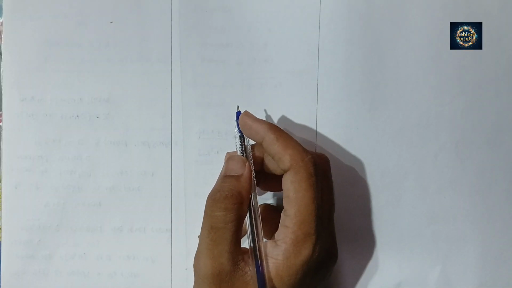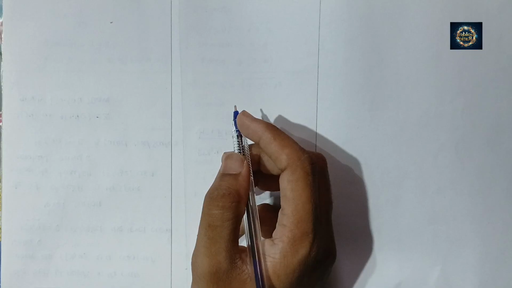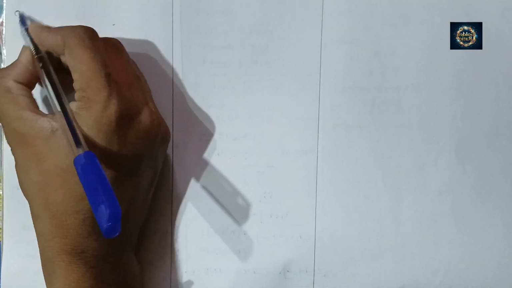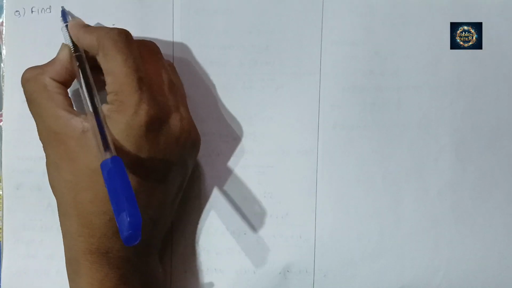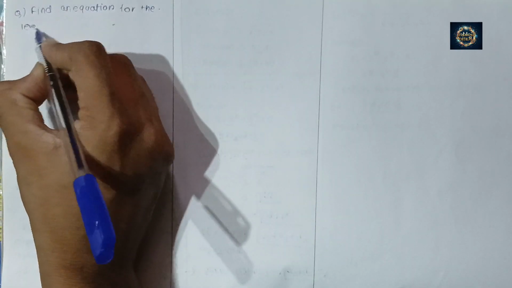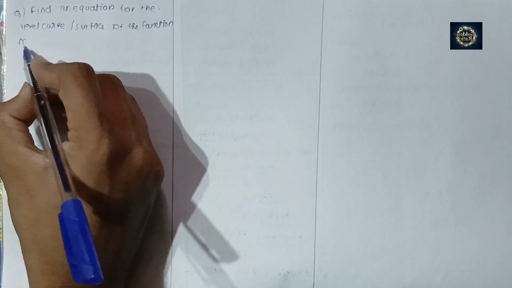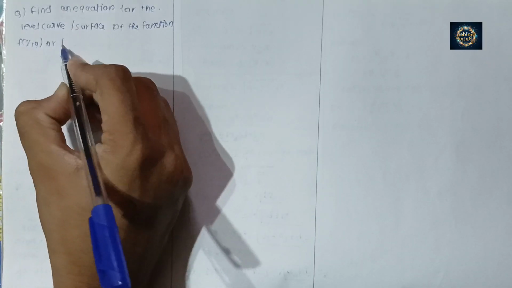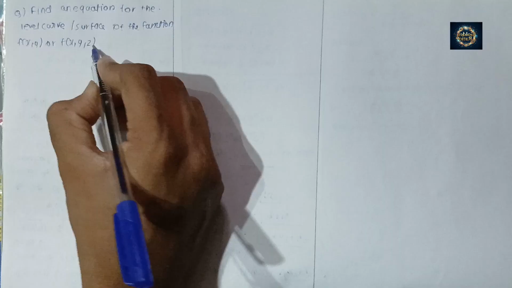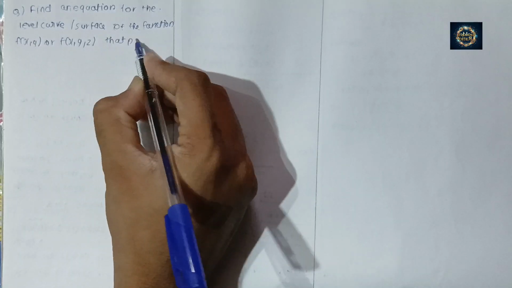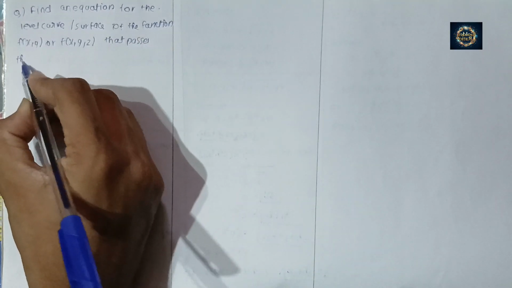Now the next question, which is very important, and it will definitely come for 2 marks. The question will be like this: find an equation for the level curve or surface of the function f of x comma y or f of x comma y comma z that passes through the given points.